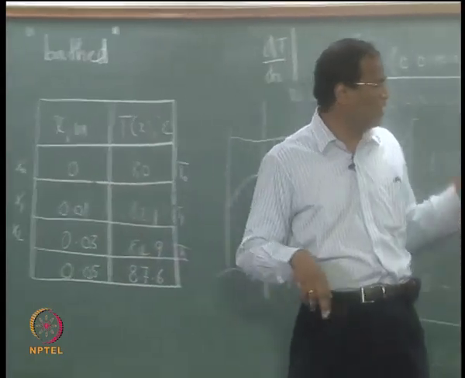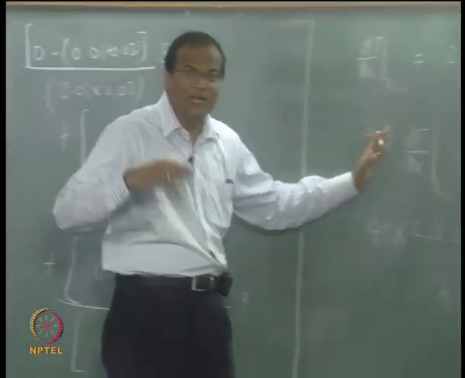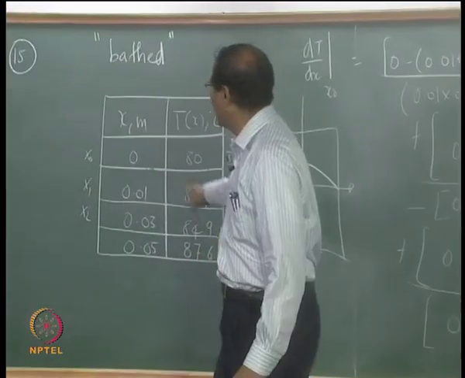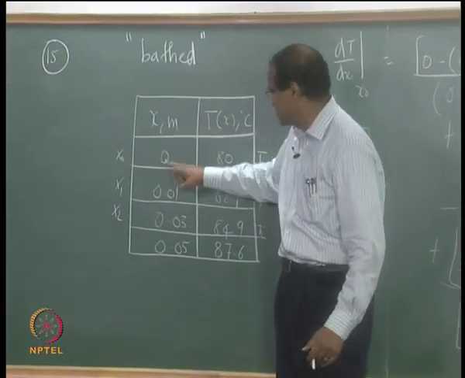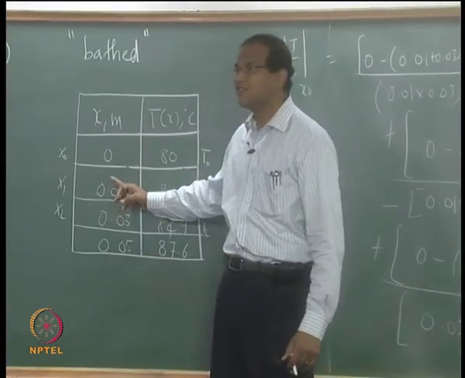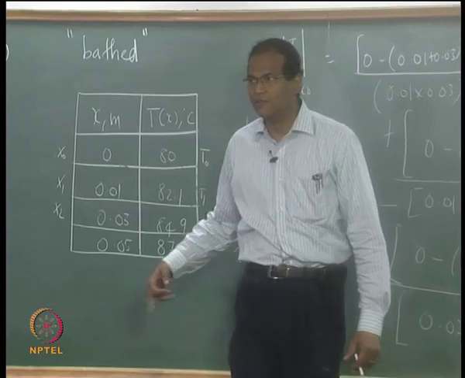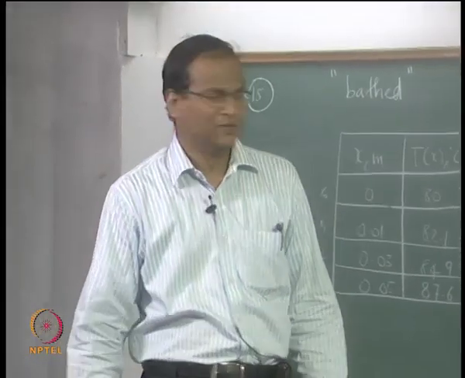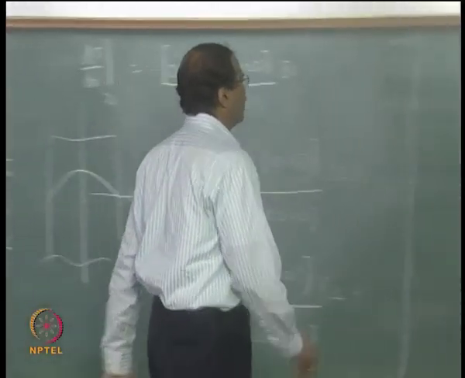Gradient at 0 is what matters because k dT by dx at x equal to 0 is the heat transferred by convection. You could have taken this or this or this, but as you go away and away from the wall, because of nonlinear effects, it is more error prone. Okay, so using overall energy balance.